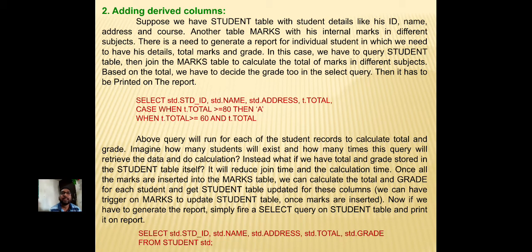Select student ID, name, address and total, case when total is greater than or equal to 80 then A, when total is less than 80 and greater than 60, and so on. The above query will run for each student record to calculate total and grade. Imagine how many students will exist and how many times this query will retrieve the data and do the calculation.